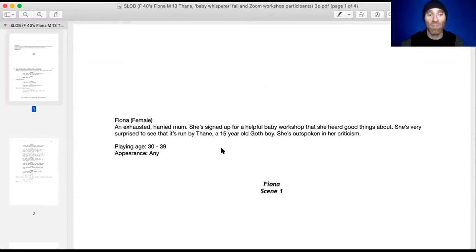Right, we've got outspoken inner criticism. So exhausted, harried, outspoken inner criticism. Very surprised to see it's run by Thane. We probably don't have the moment where she sees that it's Thane for the first time. But we've got some bits in the breakdown and in the script to help us shape those first 20 to 30 seconds. And so here is Natalia's first scene.